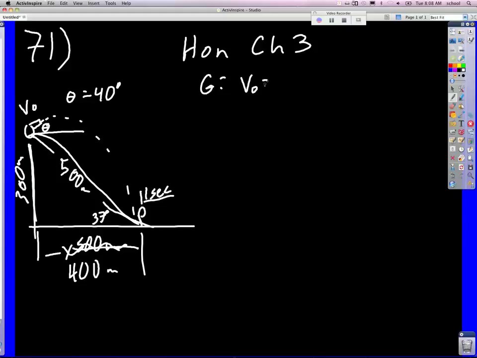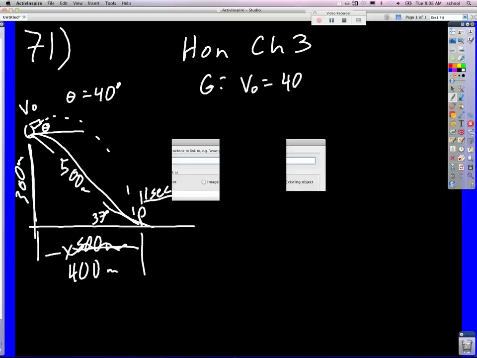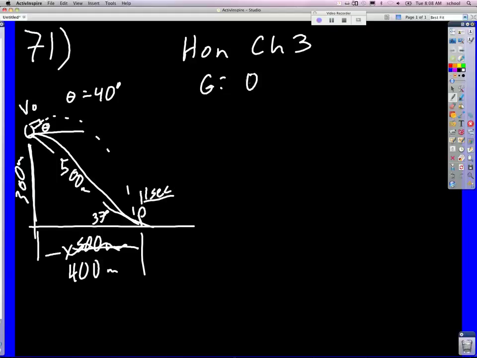The angle is 40, oops, 37 degrees, and the initial height is 100. We know the distance to the target is 400. What else? We know the acceleration of the cannonball is -10 meters per second squared. Anything else? I didn't write down the 37 because we already know it's a 3, 4, 5 triangle.